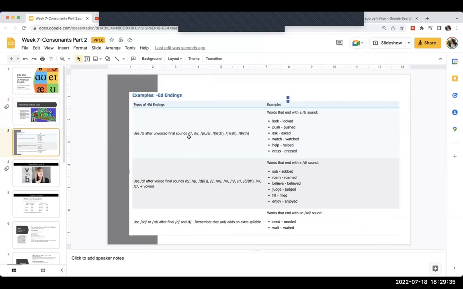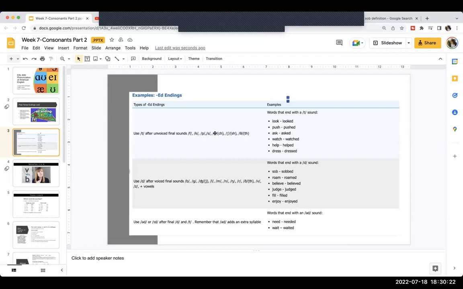These are the sounds of the letters. So if the sound is unvoiced, which means that it doesn't make your throat vibrate, no vibration, it means that when you add ED to it, it sounds like a T. So for the most part, if you see something that ends with an F, and you add an ed to it, then it's a T sound. If you see something that ends with a K, it's a T sound. P, S, the same thing.